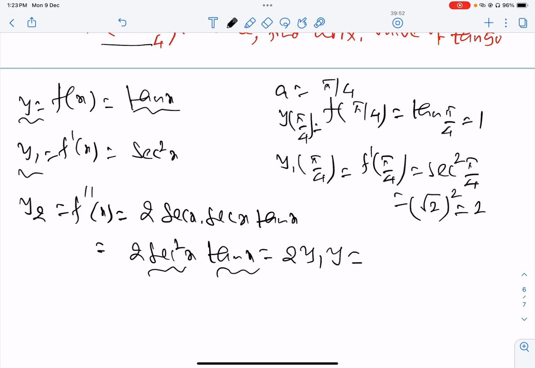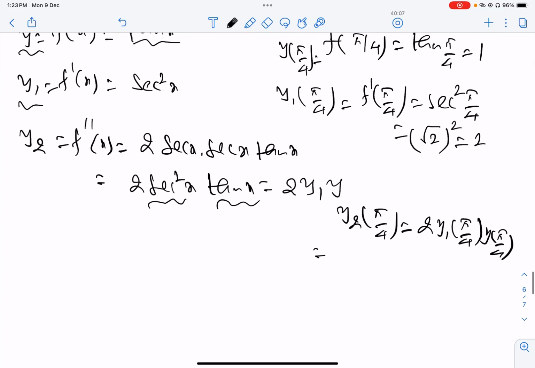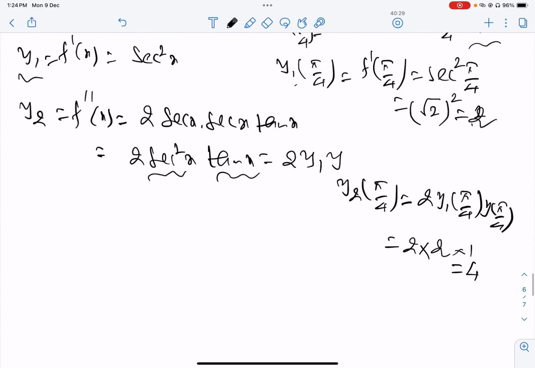Okay, and now the value at pi by 4 is 2 y1 at pi by 4, y at pi by 4, and so this is equal to 2. What is y1 at pi by 4? y1 at pi by 4 is 2. Okay, and y at pi by 4 is 1, and so that is nothing but 4. This will help in taking derivatives more number of times.